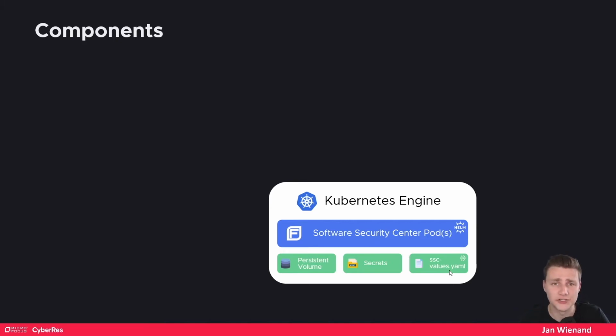This file is used to store or set all parameters for our Helm chart. We're using Helm to create the Software Security Center because we provide the Helm chart for that, and we need to give the Helm chart some data to actually set the SSC up. But we will have a look at the ssc-values.yaml file later. That's the basics that we need in the Kubernetes and Helm space.